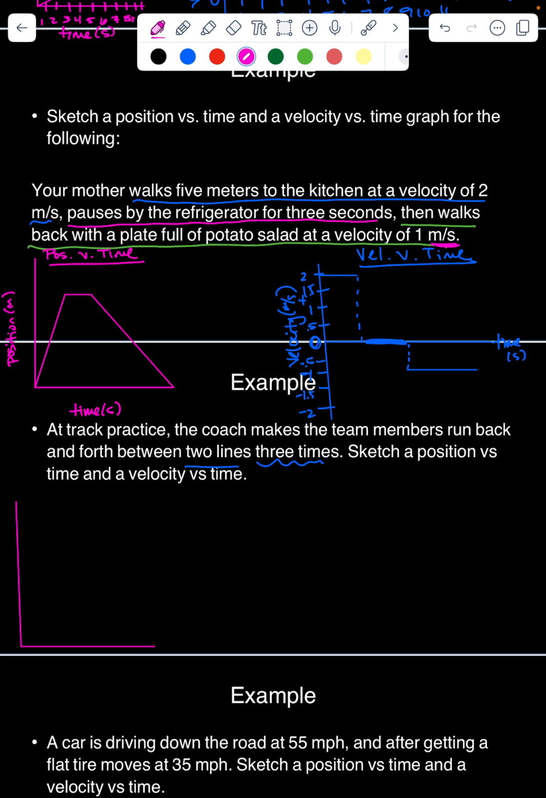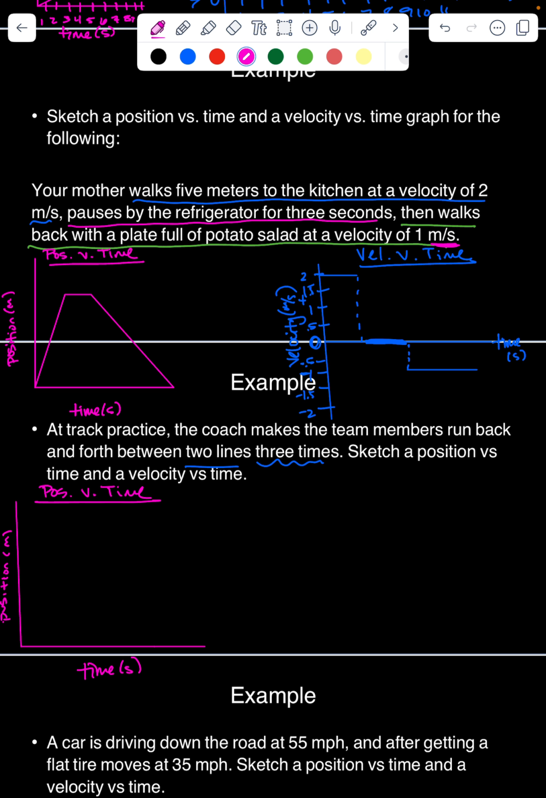Okay, let's just make it a little bit longer. All right, so time is on our x-axis, measured in seconds. I really didn't give you any numbers for this, so I guess you could do it in any units that you wanted to, but let's just stick with meters per second. So position is in meters, time is in seconds. So title it position versus time.